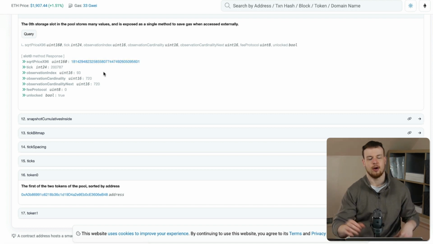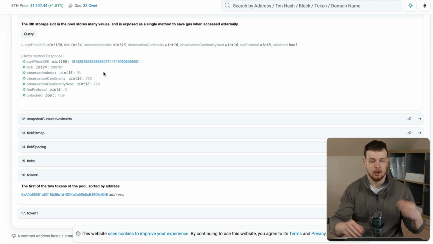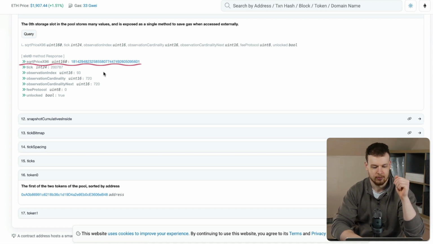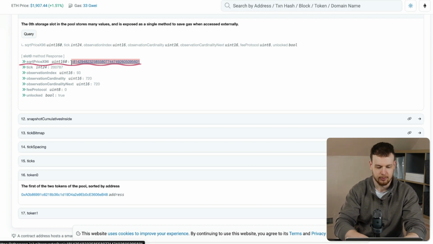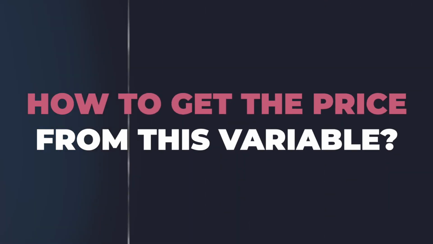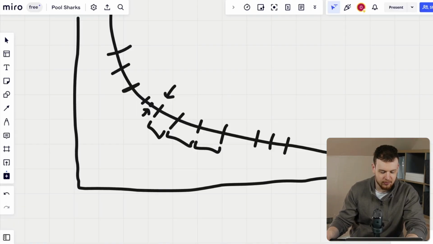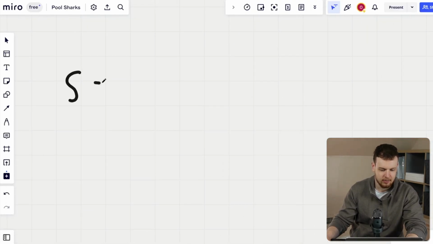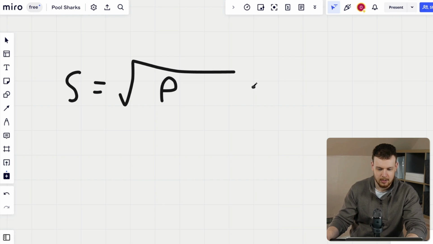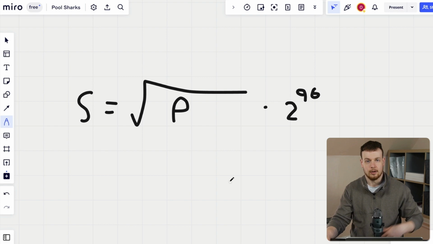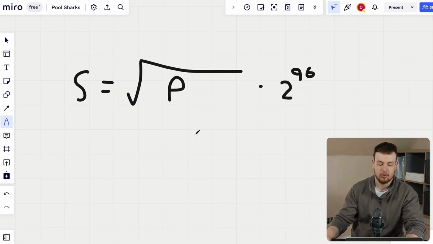And so let's try to get the actual price of Ether from this square root price x96 variable, right? So this doesn't look anything like the price we're looking for, but the name of this variable tells us exactly what we need to do. So what this variable is, we'll call it S, and S is essentially equal to the square root of the price, bit shifted to the left by 96, so we multiply it by 2 to the 96. Okay, great. So we're going to use this to calculate the price, and this is of course going to give us the price of token 0 in terms of token 1. So we're going to get the price of USDC in terms of Ether.